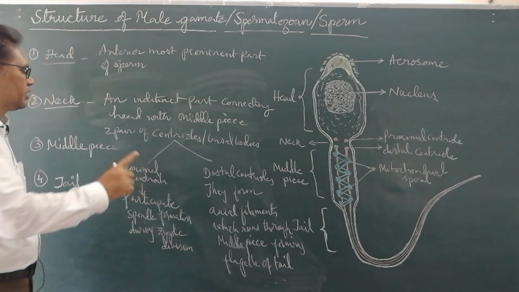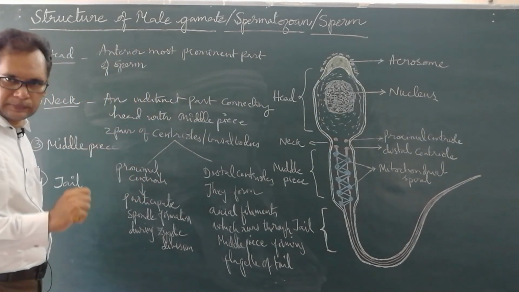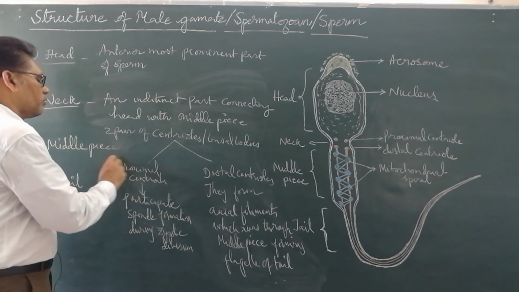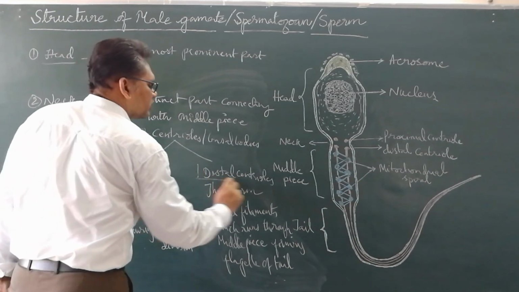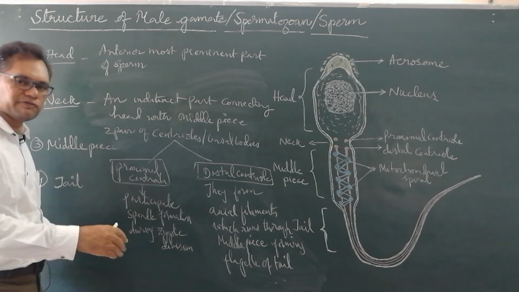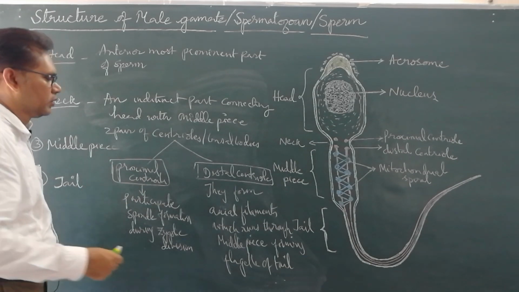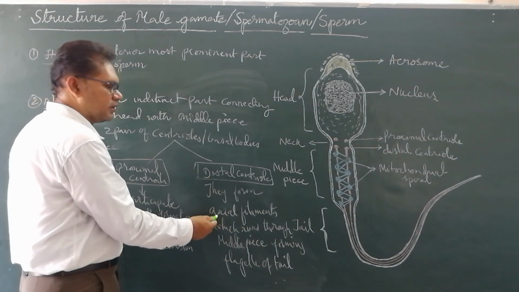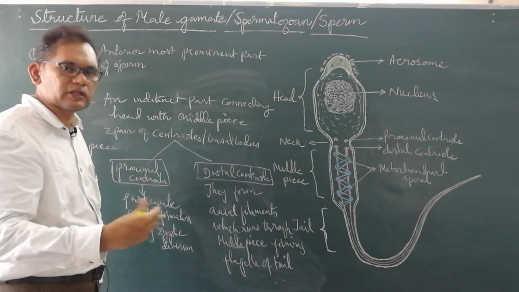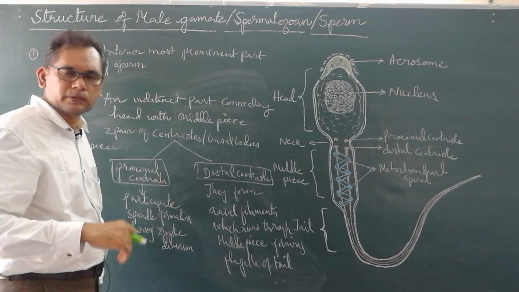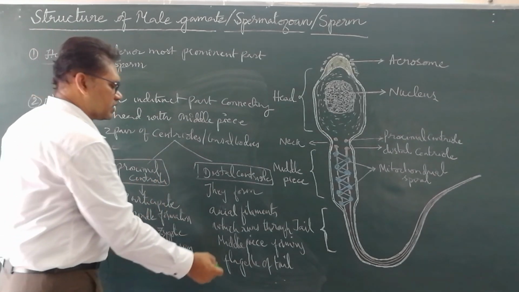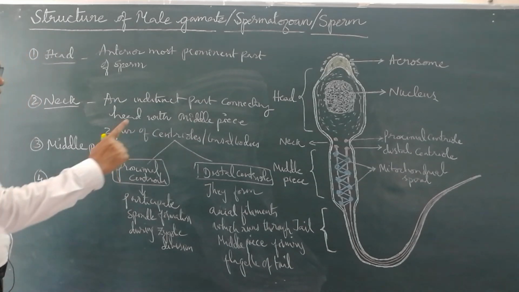Now what we are discussing is the neck, which is indistinct, not clear, connecting the head to the middle piece. It has two pairs of centrioles, proximal centrioles, one pair, and distal centrioles, another pair. The function of proximal centrioles is that they participate in spindle formation during zygotic division, whereas the distal centrioles form axial filaments which run through the middle piece, enter into the tail to form the flagella of the tail, useful for the movement of the tail, which consists of microtubules in a 9+2 arrangement. This is about the neck.